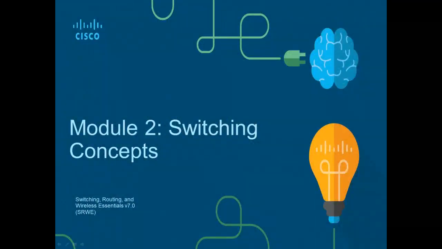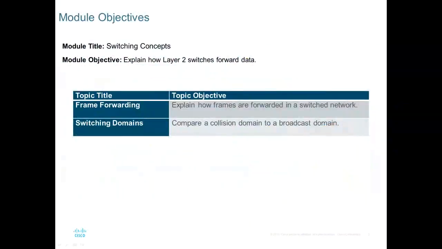All right, module two, switching concepts. It's 18 slides, so it's not very big. So let's get stuck into it. We're going to have a look at how a switch forwards frames and have a look at what we call collision and broadcast domains, which is about how traffic works within the switching fabric.